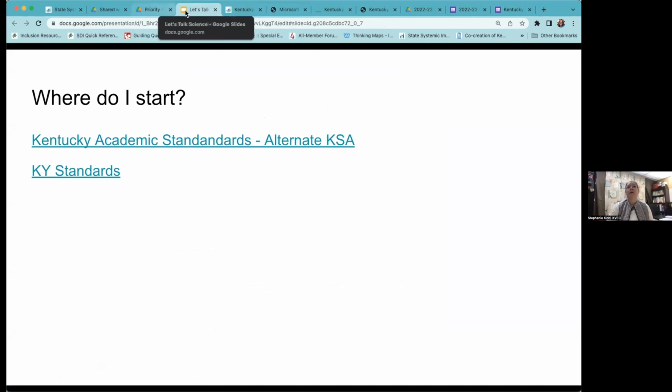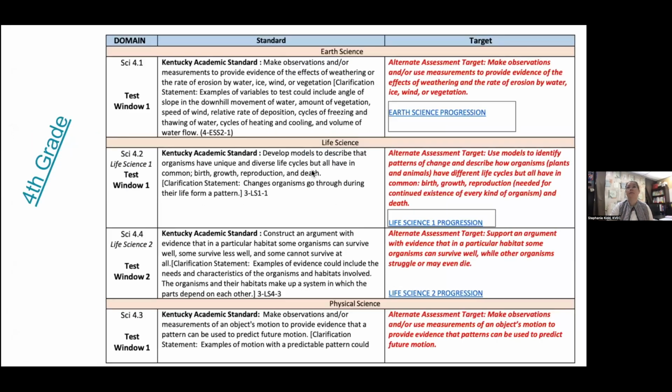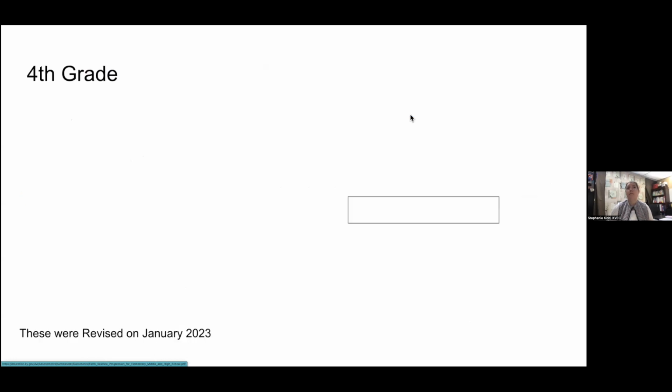And I know it's hard when we're looking at all of our testing windows and what we're doing. So our next one, we get back to that. So I have linked in here, you guys will get copies of this so that you can look at it. And this is just a small one. So that was the fourth grade progression that we were talking about.